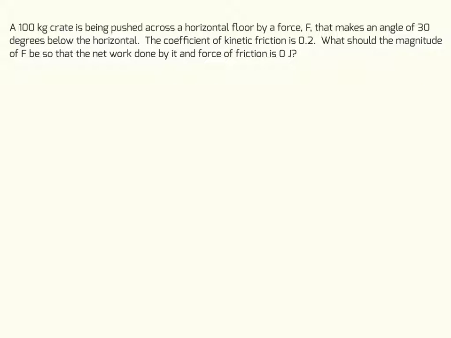We have a 100-kilogram crate, and it's being pushed across the floor with some force F that makes an angle of 30 degrees below the horizontal. The coefficient of kinetic friction is 0.2, so we need to figure out what the magnitude of F needs to be so that the net work done by it and the force of friction is 0 joules. So here we're saying net work, which is equal to 0, is going to equal the work done by that applied force and the work done by the force of friction.